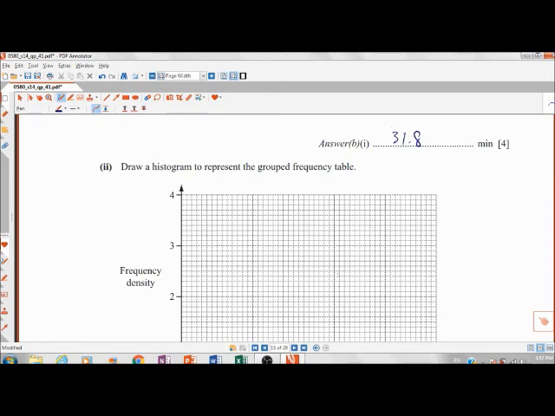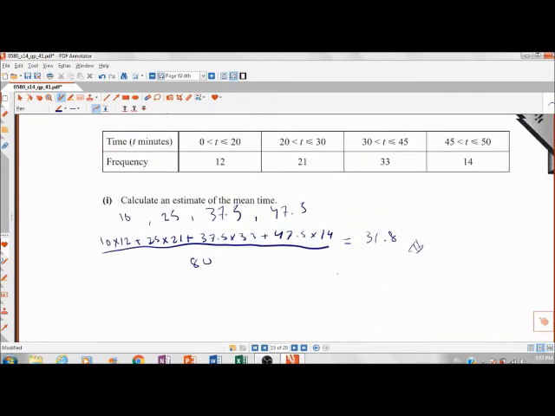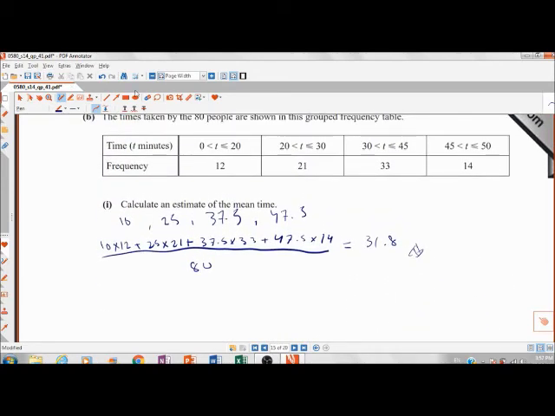So in order to draw a histogram, we have to find the frequency density. How to find the frequency density? First of all, we find the class width. The width here is 20, here it's 10, 15, and here is 5.